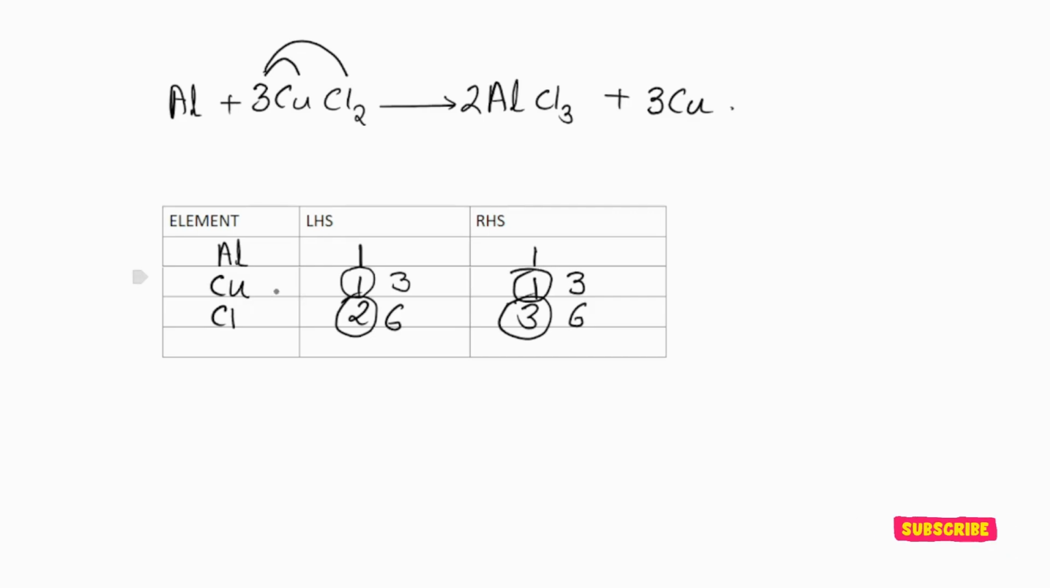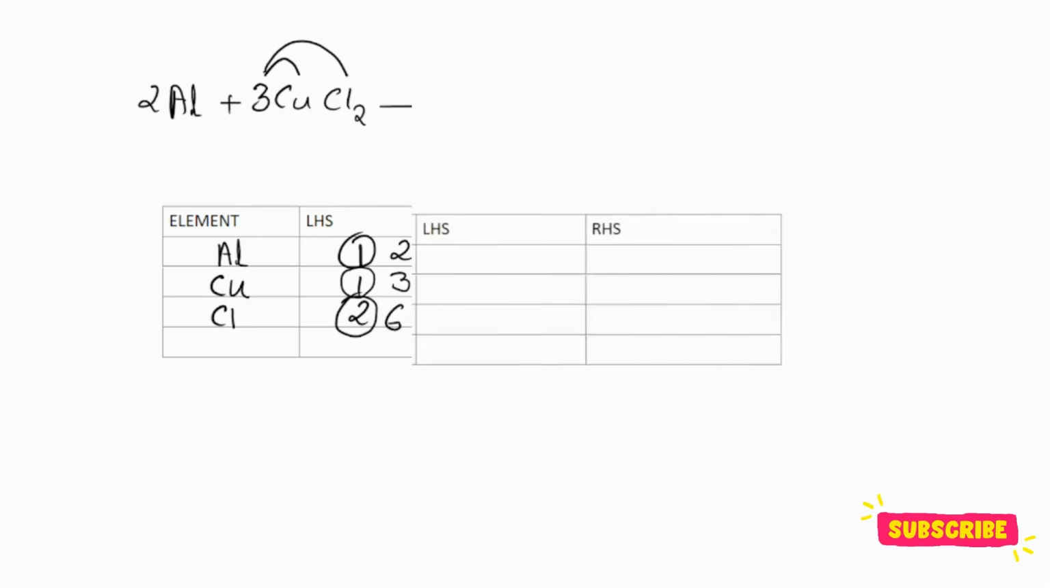Now let's come to aluminium. Aluminium, if you see on the right hand side it is 2. So what I need to do, I need to put 2 in front of aluminium here. Now you will see that the chemical equation is balanced.